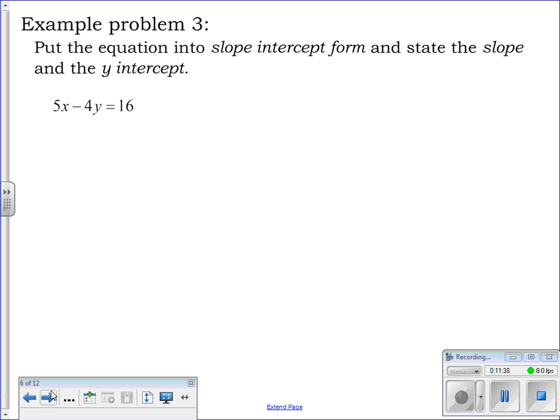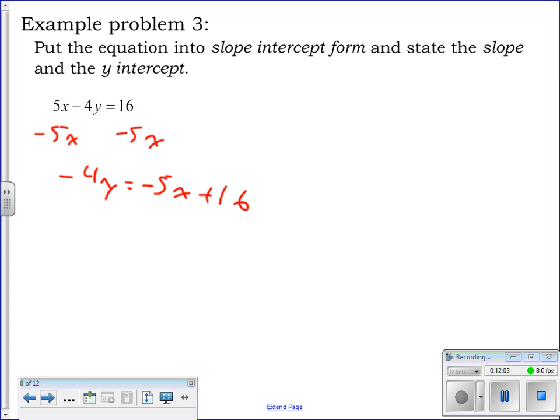Okay, put the equation in slope-intercept form and state the slope and the y-intercept. In other words, solve for y. First step, solve for y. Slope-intercept form is y equals. So I need to get y by itself. First step, move the x's over. Subtract 5x from both sides. Negative 4y equals negative 5x plus 16.